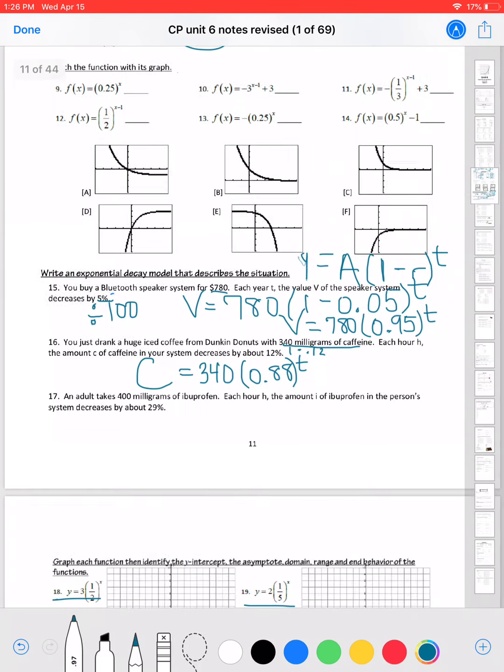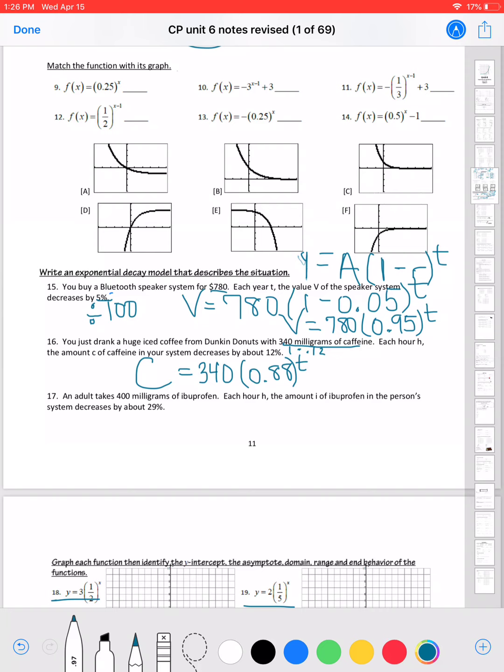If it said, and this is how a lot of the questions in Odyssey were set up, to write the model, determine how much caffeine is in your system after 6 hours, guess what? You would just plug in 6, plug it in a calculator, hit enter, and it's going to give you the answer. I'm going to do one more at the bottom, and then hopefully this is a good representation of the difference between growth and decay and seeing the exponential decay in the real world.